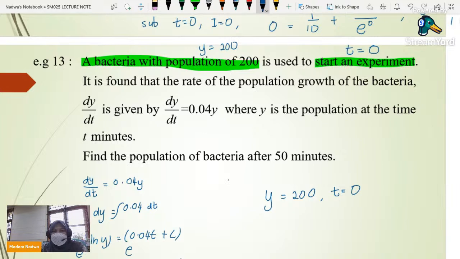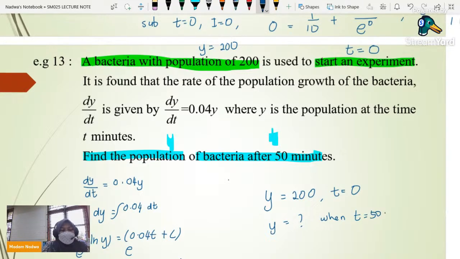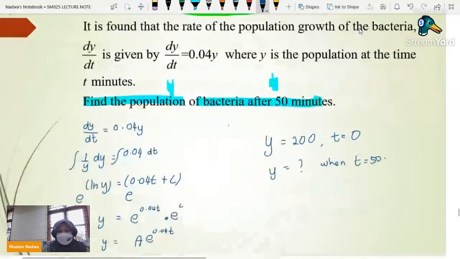And it says find the population of the bacteria after 50 minutes, meaning that dia nak suruh kita cari what is the value of Y after 50 minutes when T equals to 50. So this is the question. Dia tanya Y sama dengan apa when T equals to 50. So this is what the question actually asks.